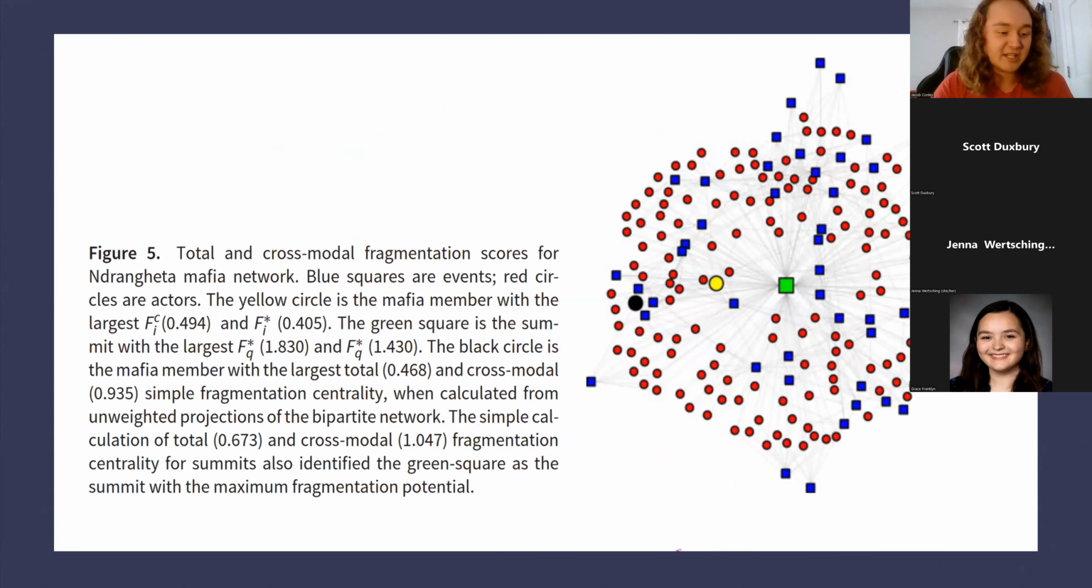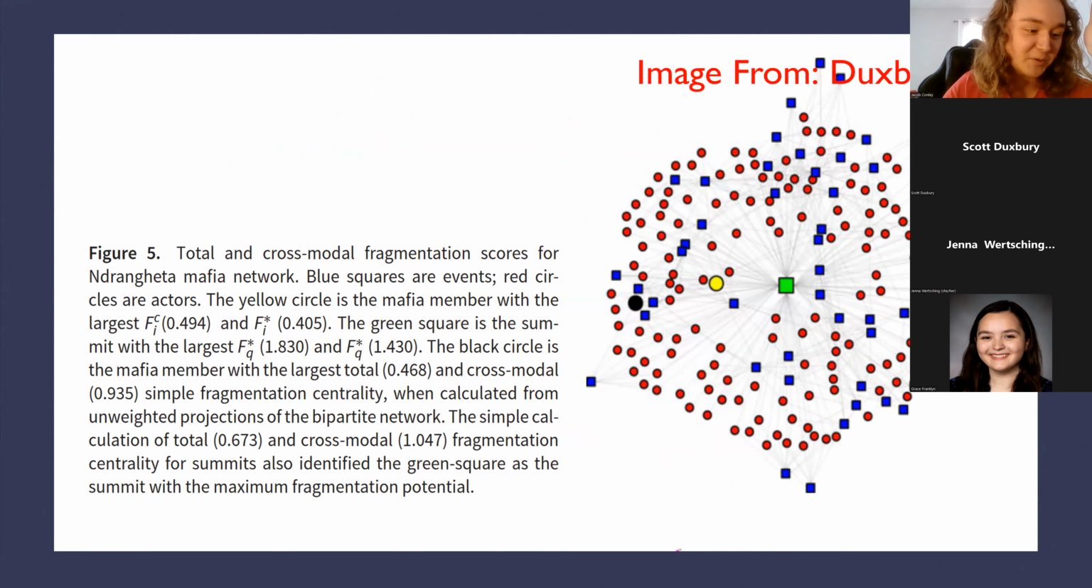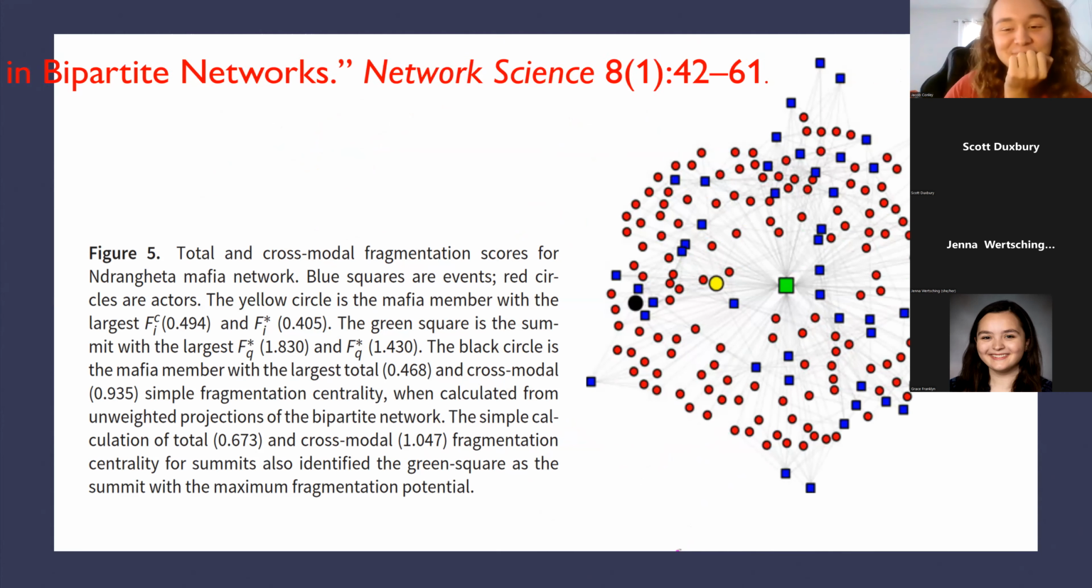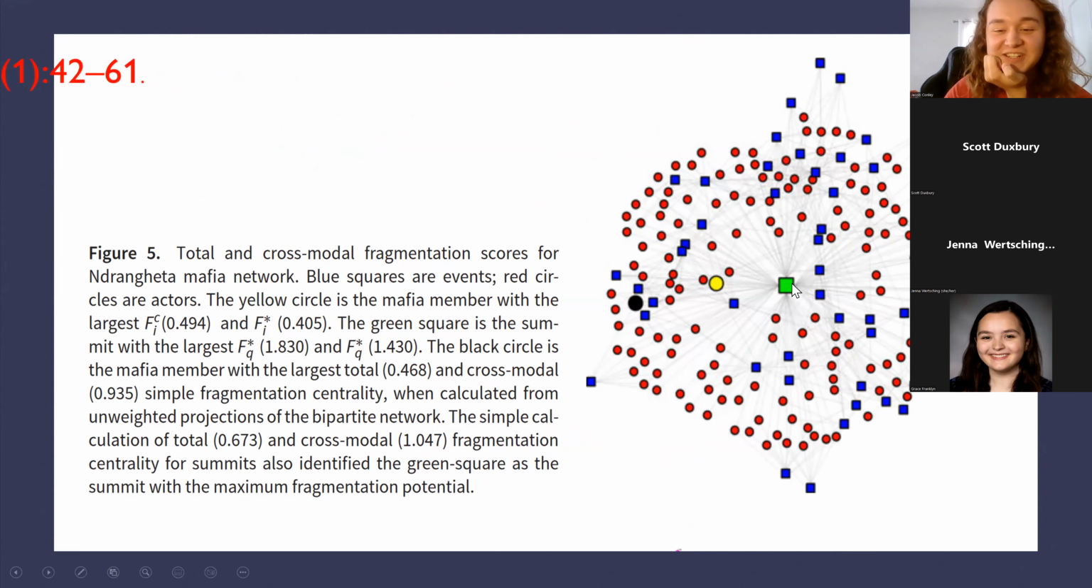Also, here is a great clean visualization of a bipartite network of Mafia members and summits they've attended. I chose this totally at random from the internet and definitely did not use it as an attempt to ingratiate myself to any specific professors. But as you can see, the shape and colors and sizes of the nodes are communicating things here about the Mafia members and the summits that they attended.